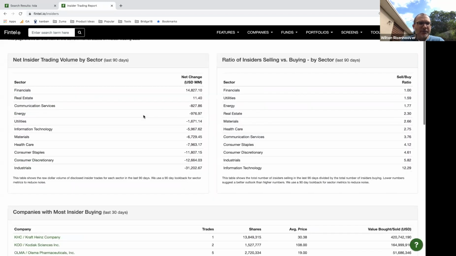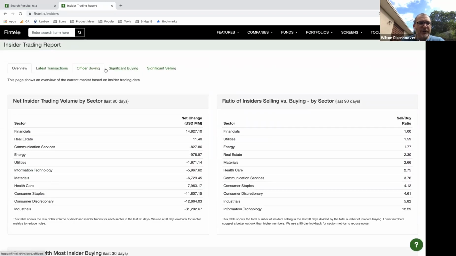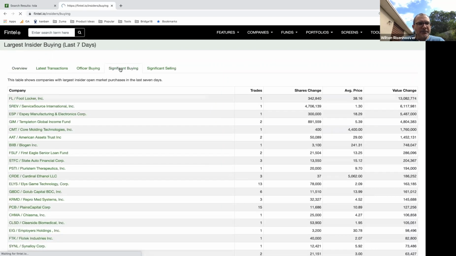That's interesting. But what you're really looking for here is significant buying and significant selling. This is going to show you from a pure dollar value who's buying the most and who's selling the most. Now, what it doesn't have is the total number, the net buyers, and that kind of quant model that I was trying to show you. And I'm working on adding that to this.